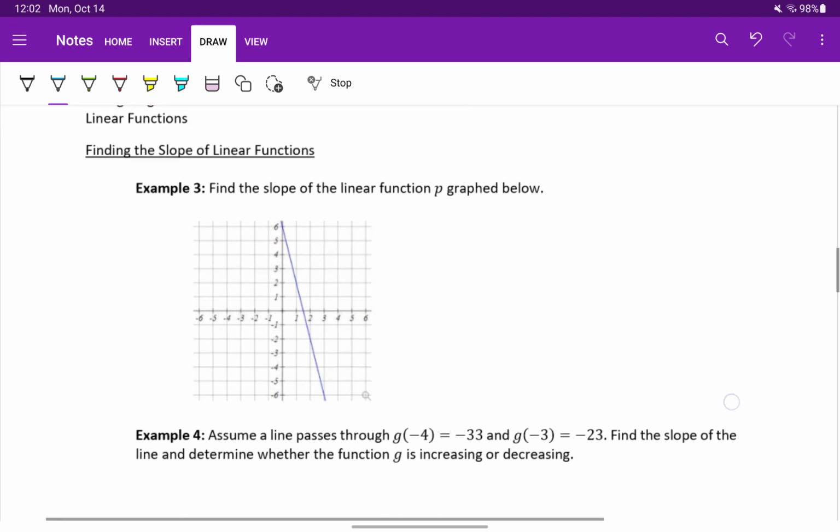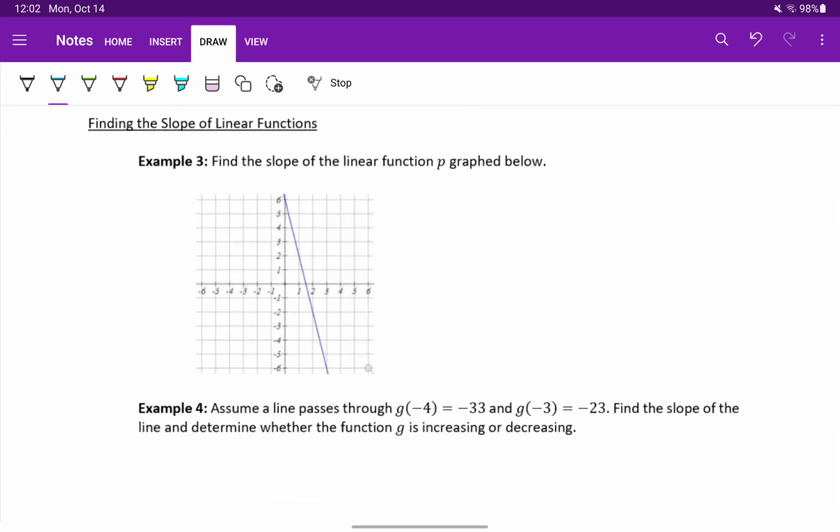In example 3, we're given the graph of a function p. We want to find its slope. In order to do that, we just need to find any two nice coordinate pairs. We can do it with any coordinate pairs. It's just easier when we have a nice pair.